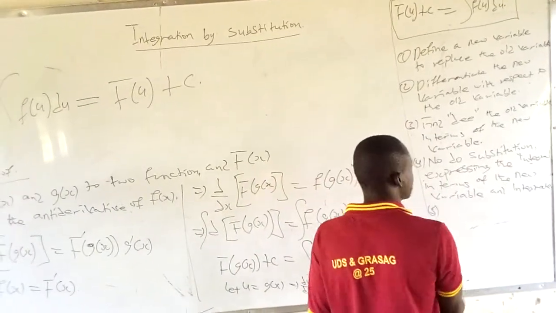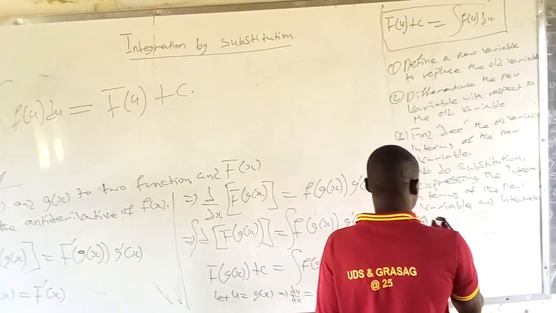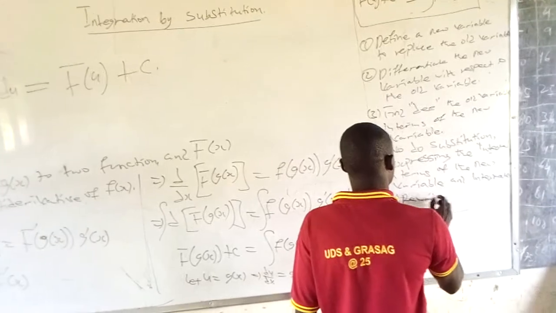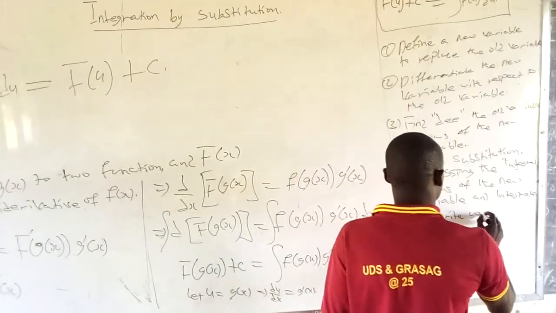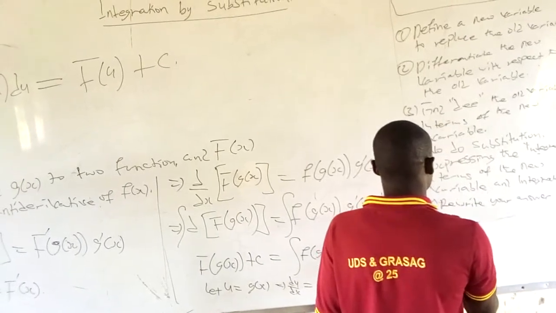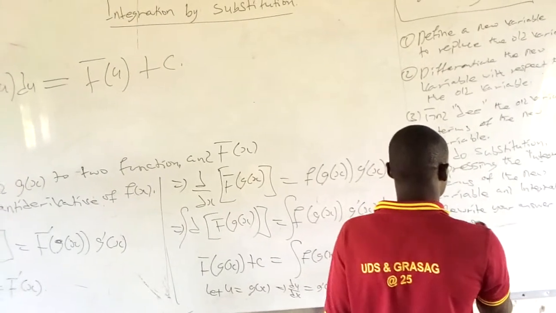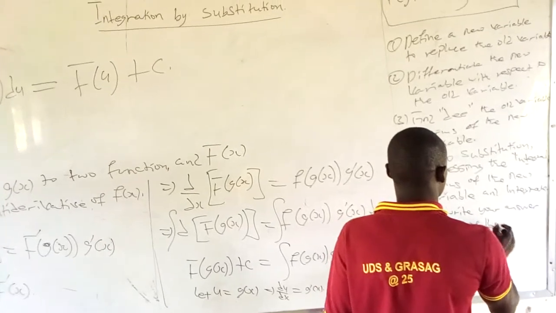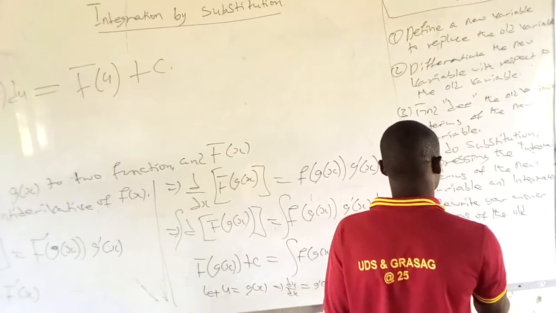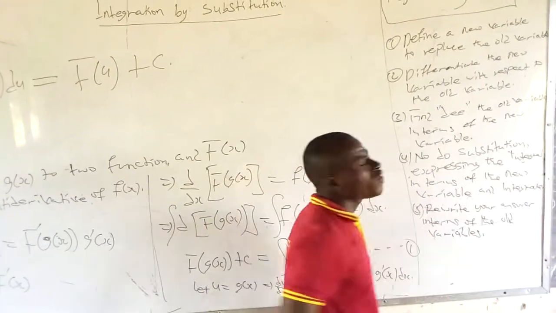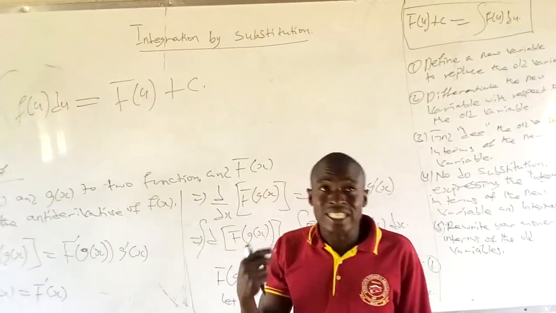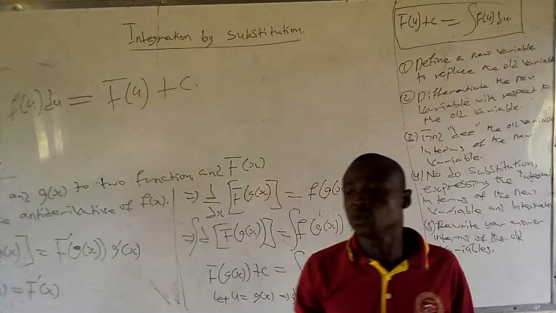Now step 5, which is the last step, rewrite your answer in terms of the old variable. So with these steps in place, you are good to go and do any integration by substitution.